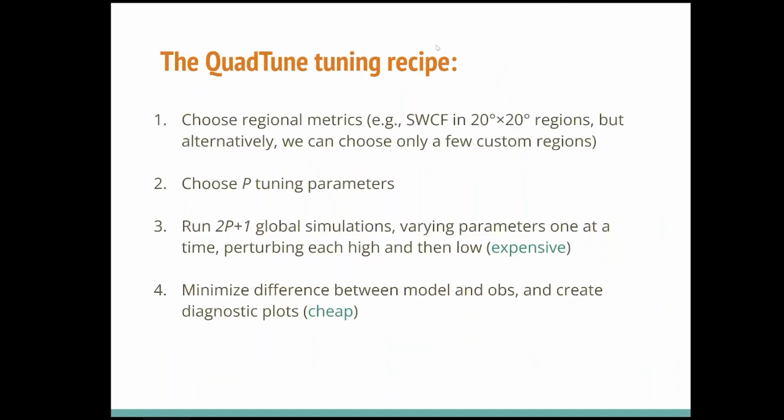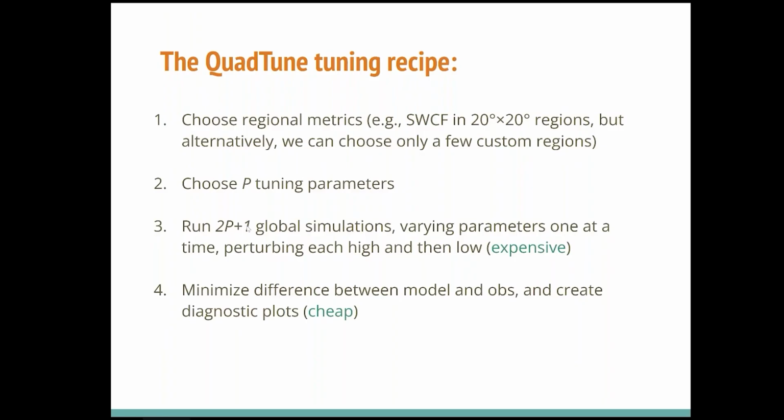Okay, the recipe, the steps that we would follow are first, we choose our regional metrics. So for instance, shortwave cloud forcing in 20 by 20 degree regions, but we could choose custom regions if we want. We don't have to cover the whole globe. Then we choose our tuning parameters. That involves developer insight. And then we run 2P+1 global simulations. So the one here corresponds to the default simulation.